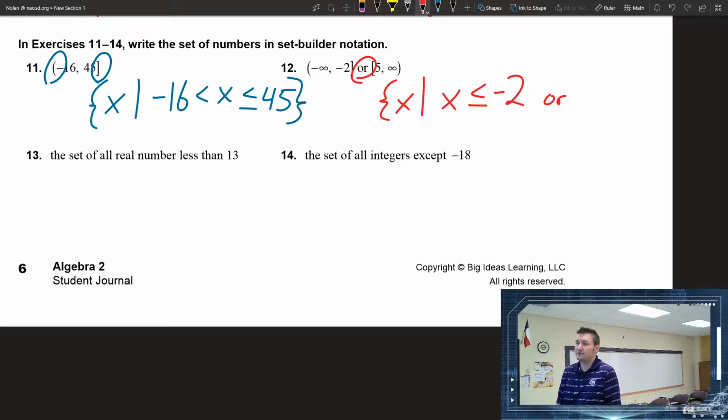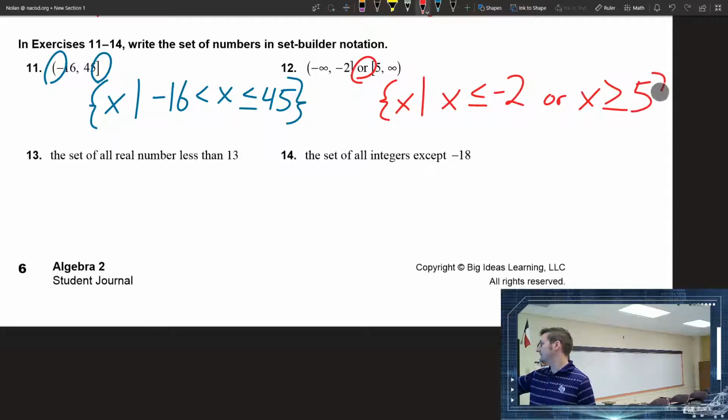And then it looks like from 5 to infinity, so we're going to start at 5 and go up to infinity. So we can write this as x greater than or equal to, because we have the bracket again, greater than or equal to 5. Okay, so that one was a little bit of a long one. That's all the numbers less than or equal to -2 or greater than or equal to 5.